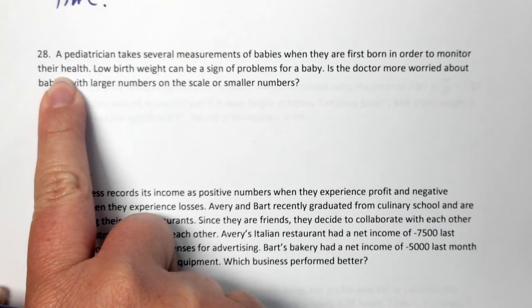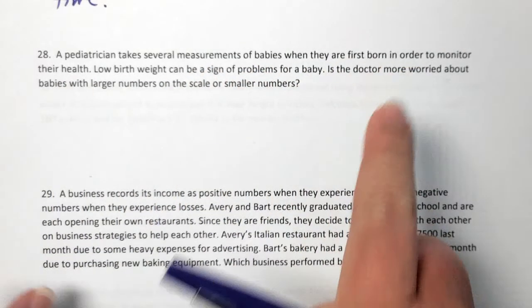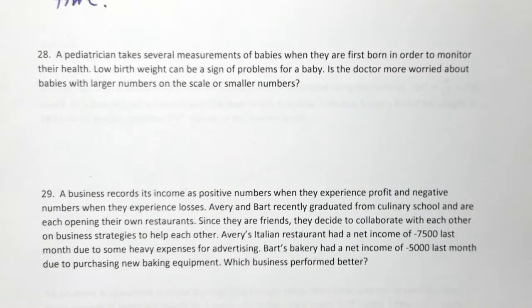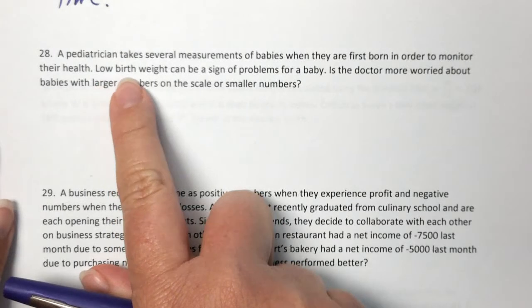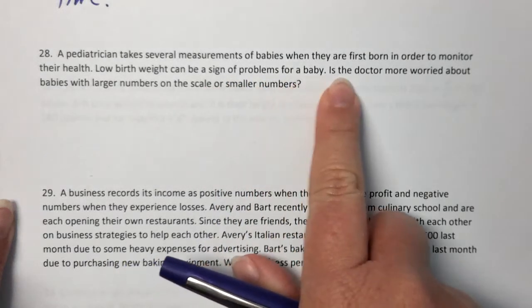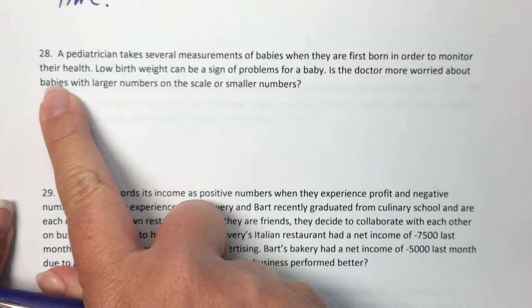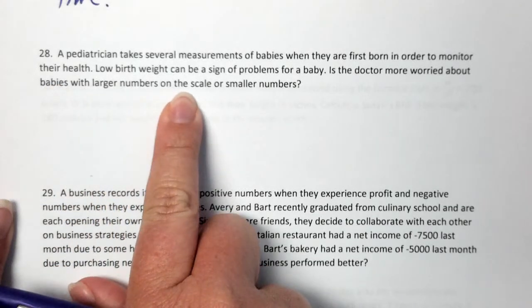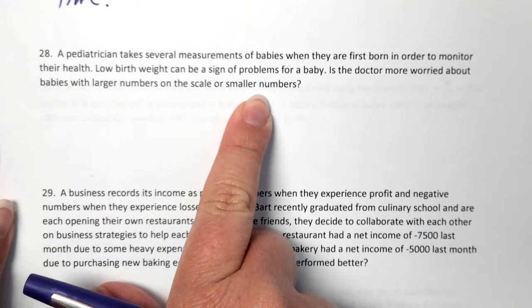So if you think about that, what kind of measurements would the doctor want when a baby is born? Probably maybe some kind of blood testing, maybe some kind of height and weight of the baby, maybe the circumference of their head, how big their head is, different things like that. And it says, low birth weight can be a sign of problems for a baby. Is the doctor more worried about babies with larger numbers on the scale or smaller numbers?